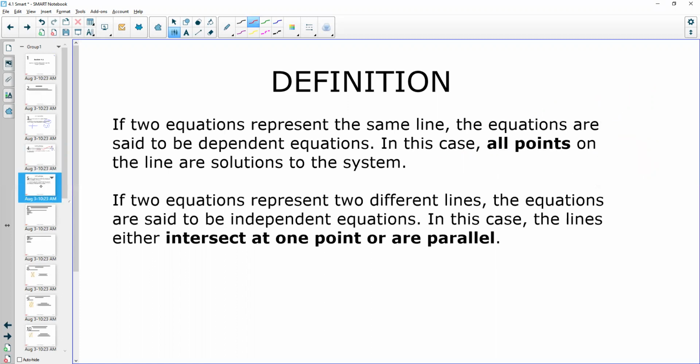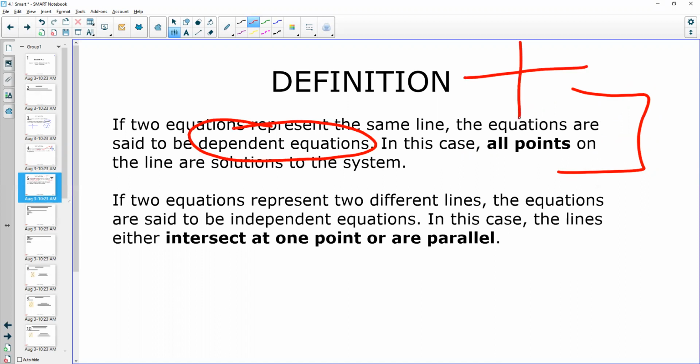If two equations represent the same line, the equations are said to be dependent, and all the points are solutions. Essentially, if you go to graph and you graph the same line twice, these systems are dependent. All points on the line are solutions. It means I did my graph and then had the same equation come right over top of it. Same line twice. No matter what point you pick, they're all on both lines.